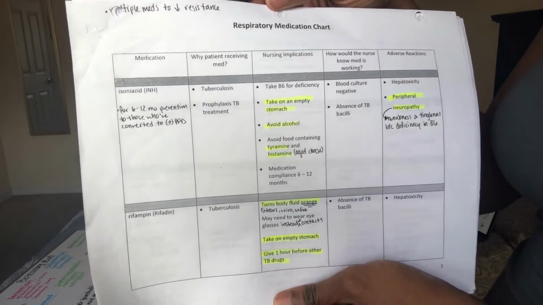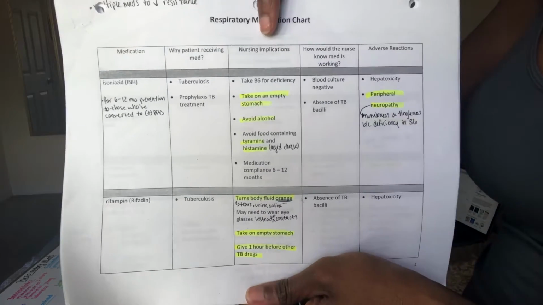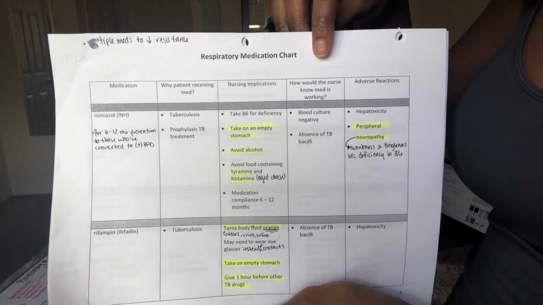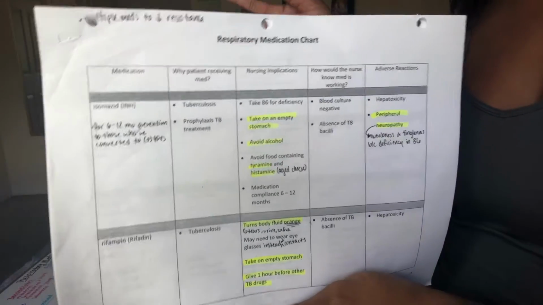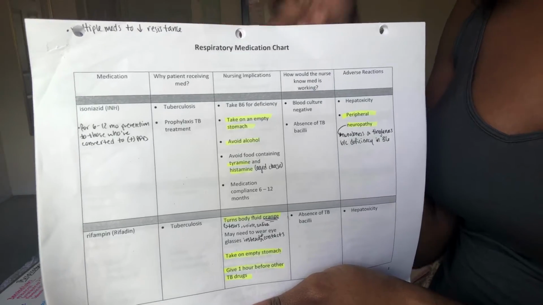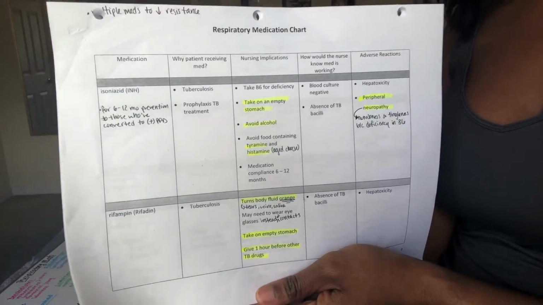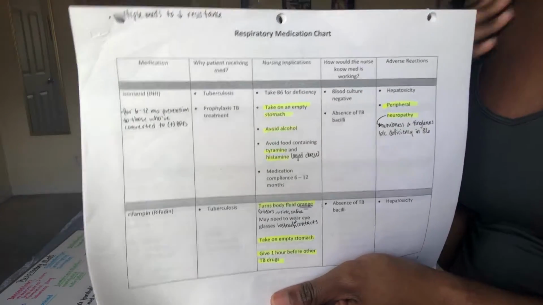So also in class, we would go over this chart, and a lot of the times we would have to fill it out in class. So this is how it looks. It has the medication, why my patient is taking it, the nursing implications, how do I know it's working, and the adverse reactions. This may be different from what you get at your school, but this is pretty much what they give us, and we fill it out in class, or it comes out pre-filled. Like this one I think is already pre-filled out, and this is everything that our professors want us to know.